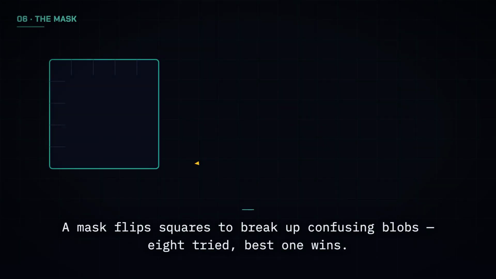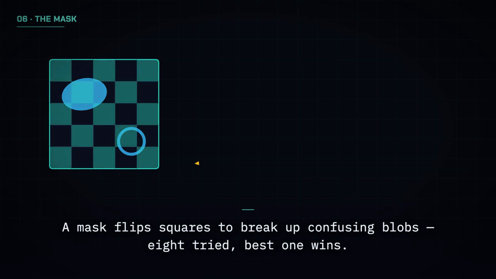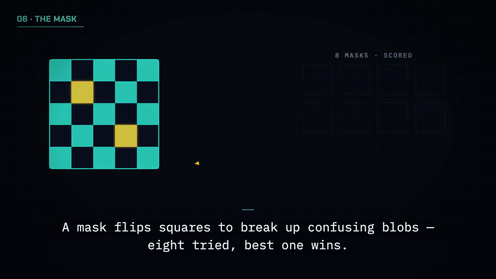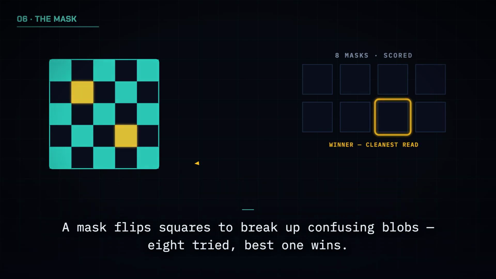One last step before printing. If the data happens to form big blobs of dark or fake bullseyes, cameras get confused. So the code is masked. A mask is a checkerboard-style pattern layered over the data, flipping certain squares from dark to light and back. The encoder tries 8 different masks, scores each one for readability, and keeps the winner. A tiny label near the corner records which mask was used, so your phone can flip the squares back.